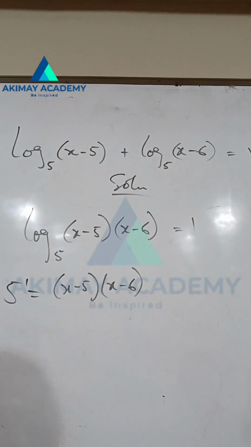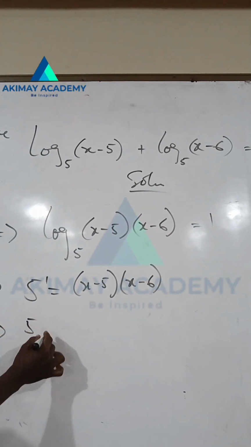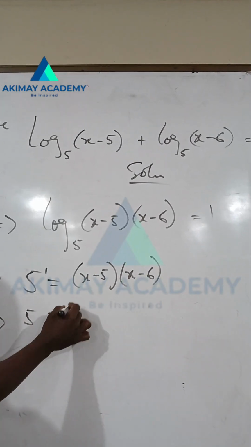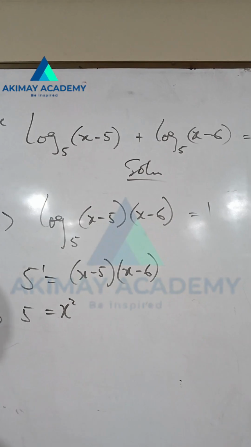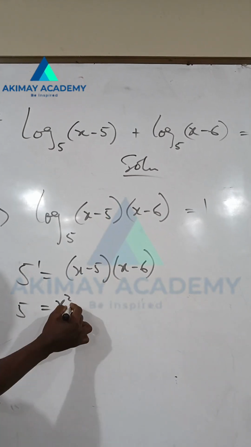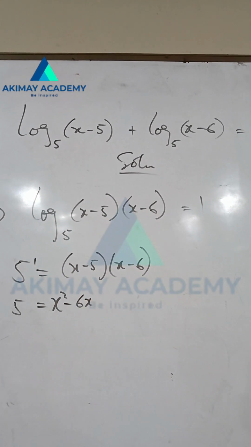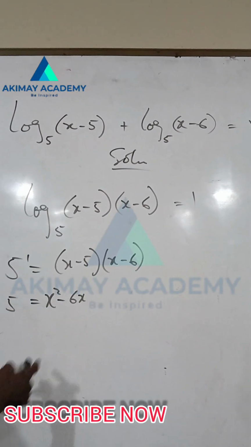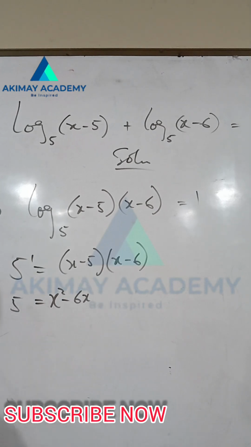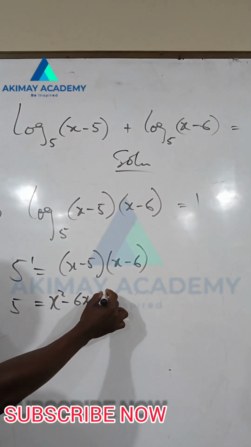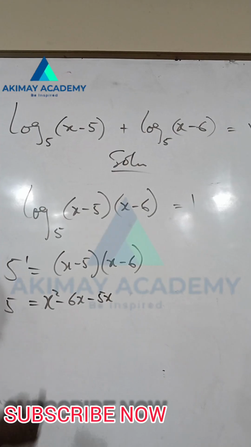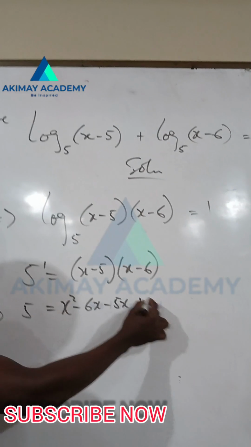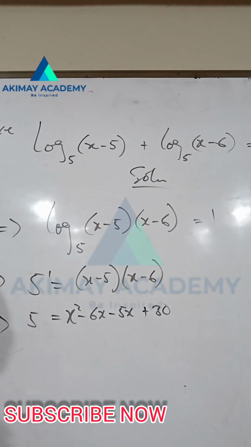So let's expand the factors. We have 5 equals, x times x, we have x squared. x times minus 6, minus 6x. We are done with the first one. Let's go to the second one: minus 5 times x, minus 5x. Minus 5 times minus 6, plus 30.